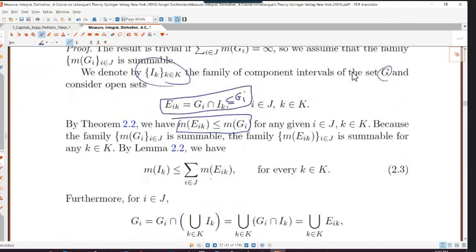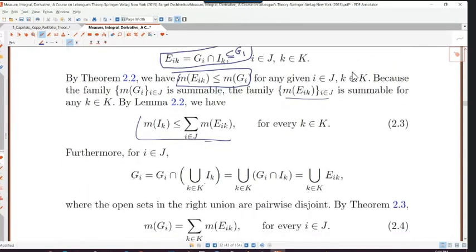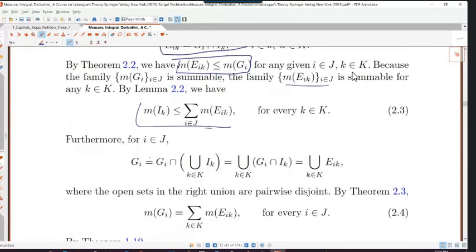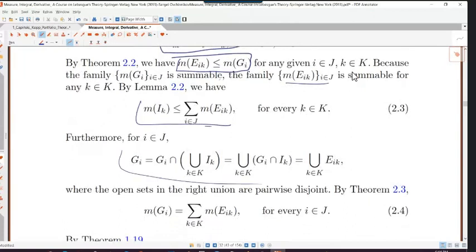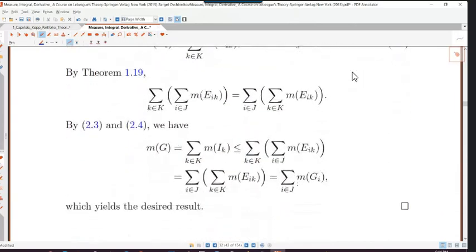Now, because the family of measures of Gi is summable, the family of measures of Eik is summable for any k, and by the previous lemma we have this for each k belongs to K, and for i belongs to J we have this, and so on to the end of the proof. It is straightforward.